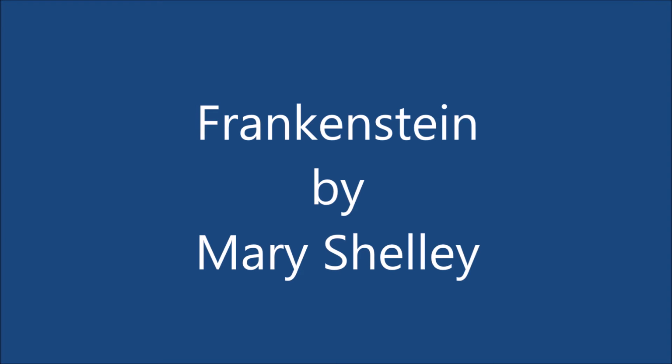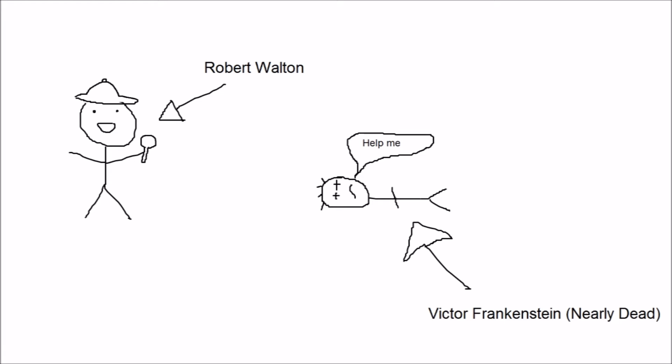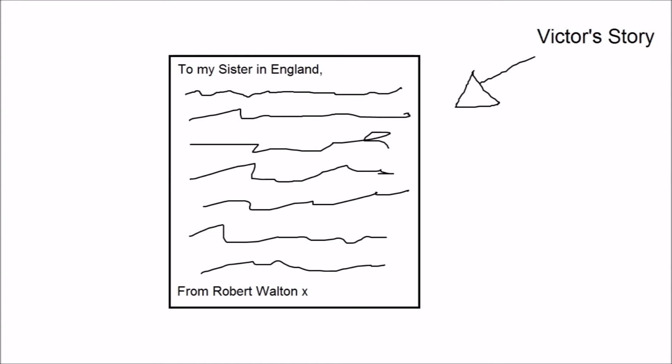Frankenstein is a gothic novel written by Mary Shelley in 1818. The novel begins with explorer Robert Walton finding a weak man called Victor Frankenstein floating on an ice floe. Walton then tells the story via letters to his sister in England.